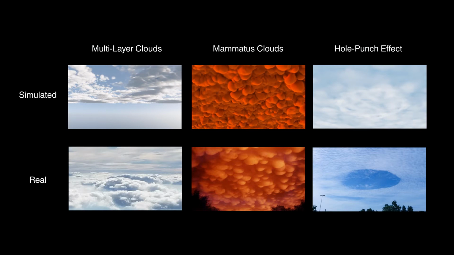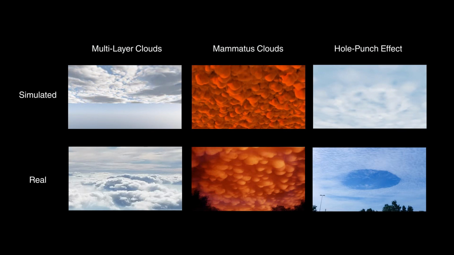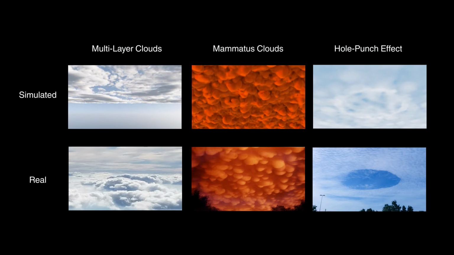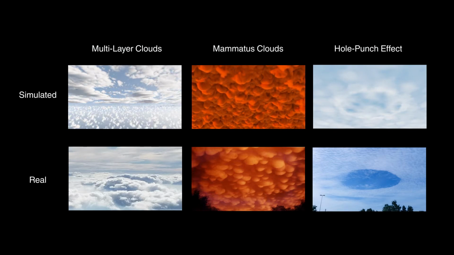Multi-layer clouds, for example, emerge as a result of cold cloud formation in the upper atmosphere and warm cloud formation in the lower atmosphere. Mammatus clouds are formed due to differential warming in the base of the cloud, which produces a convective overturn.